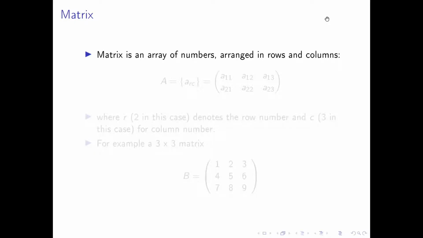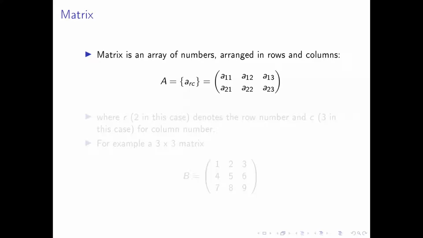Well, this session talks about several basic operations with matrix. The first question, what is a matrix? Matrix is an array of numbers arranged in rows and columns. For example, here we have matrix A, and it comprises lots of elements. And each element can be denoted as lowercase a, subscript RC. R here denotes the row number, and C here denotes the column number.